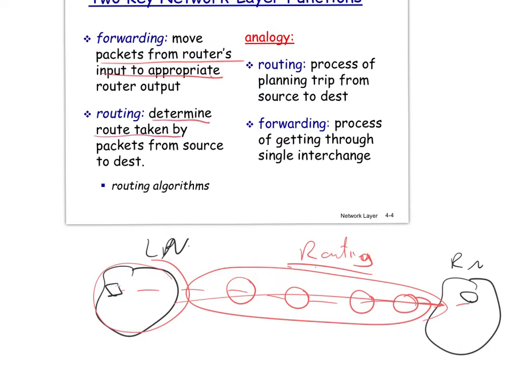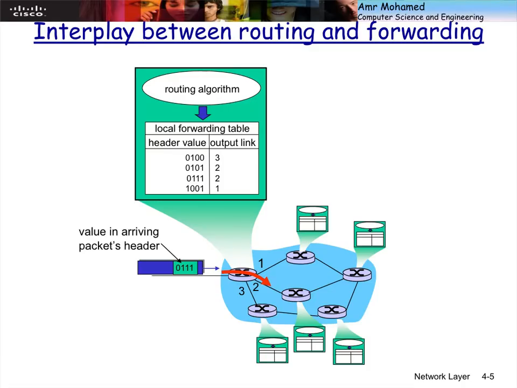But routing is to determine the route taken by the packets from one host to another host, or from network to network, the whole path. We talked about the analogy for routing: we plan a trip from source to destination. This is routing. And packet forwarding is to know exactly at every intersection or roundabout which direction you should take. This is a local decision that would hopefully allow you to reach the final goal, but not necessarily.